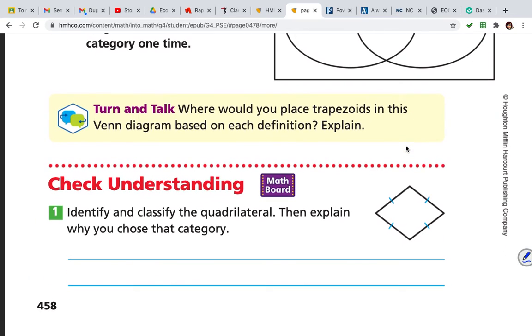All right, so you should have paused your video, answered question 1, and this is the answer. Identify and classify the quadrilateral. Then explain why you chose this category. So based on the picture and the picture above, I said that this was a rhombus. It's a rhombus. 1, because it looks like the picture above, but a rhombus has 2 pairs of parallel sides. So 2 pair of parallel sides.